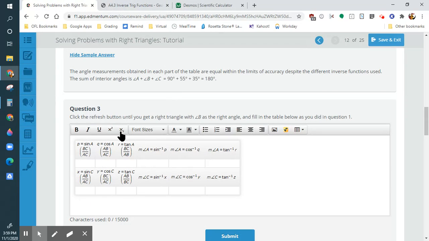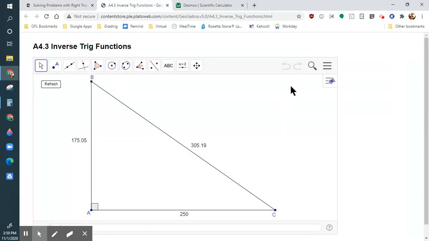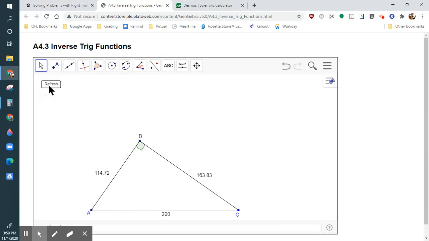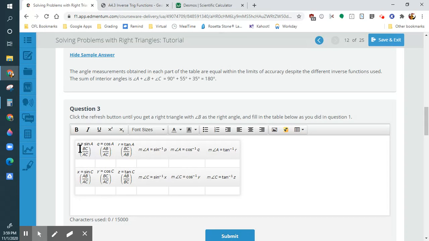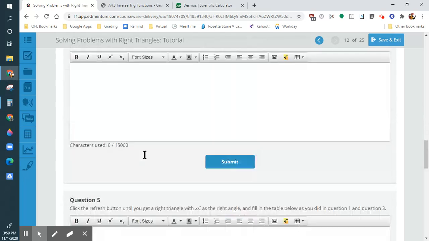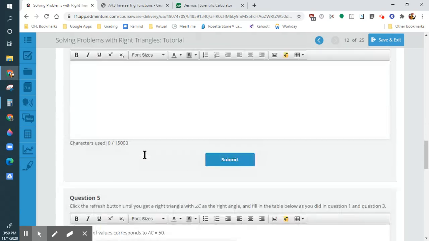I don't know what that means. Click refresh button until... did we already have that? Oh, angle B is a right triangle. Okay. Refresh this. Refresh this. All right. Angle B is now a right triangle. So now we're going to do the same thing, except we're doing it for cosine of A and sine of A. Oh, could we be any more repetitive?